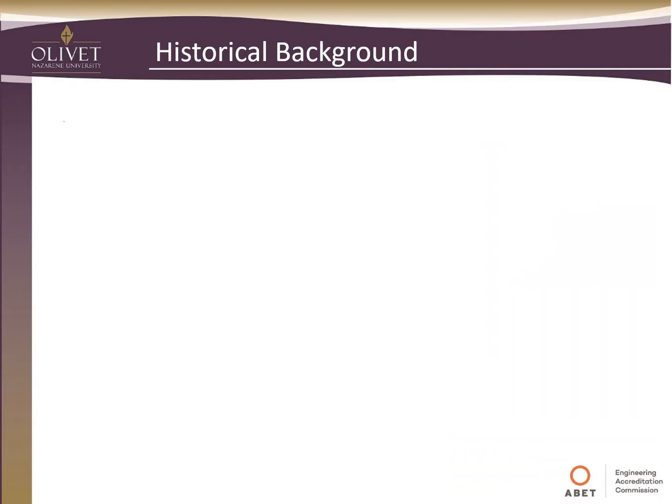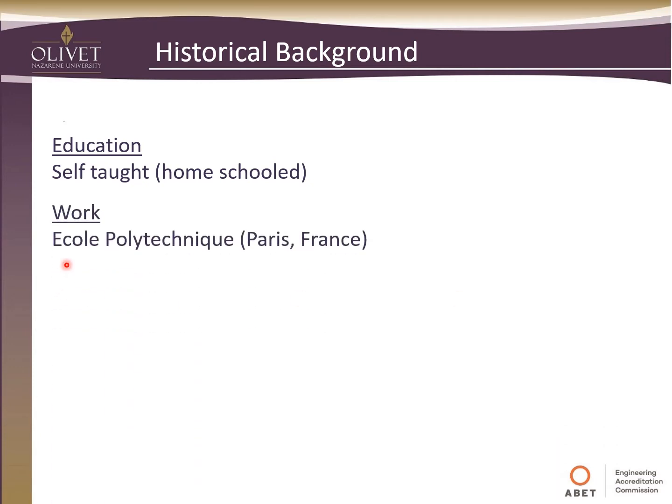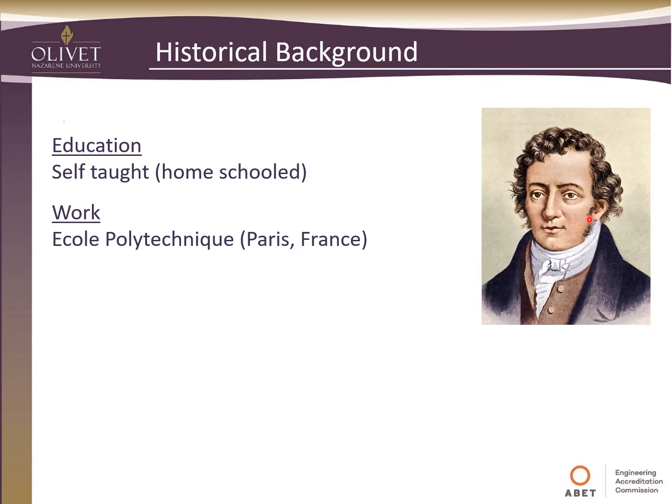First, we want to take a quick historical background, as we have been doing up till now, looking at different figures in history that contributed to electromagnetics. So this person, their education, they were self-taught, so they were homeschooled. They worked at the, I don't know how to pronounce this, École Polytechnique, which was in Paris, France. Here is an image of this individual, and you could have guessed who this is from today's lecture. This is André Marie Ampere. So he lived from 1775 to 1836.